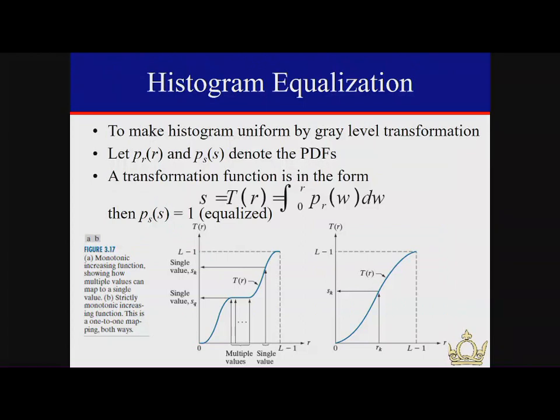To equalize the histogram, we can also use another histogram. We call that the cumulative histogram. Cumulative histogram just adds the previous normalized histogram values to the current position. In mathematics, it's just integration.